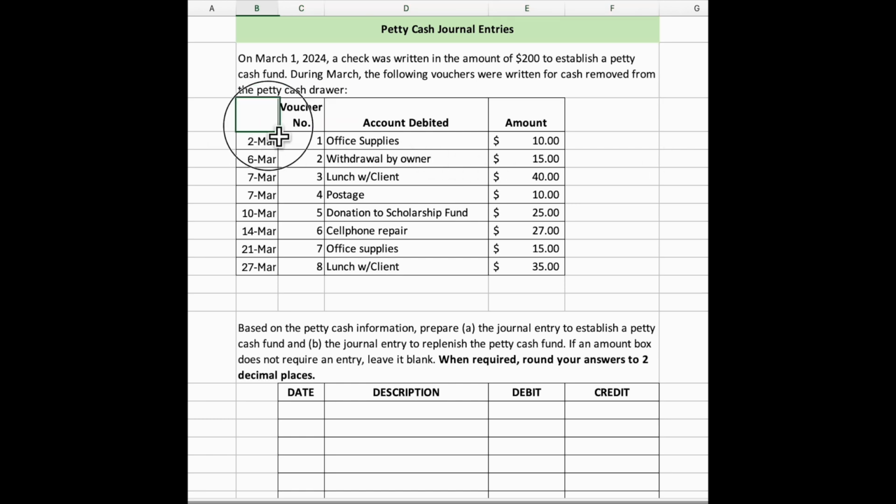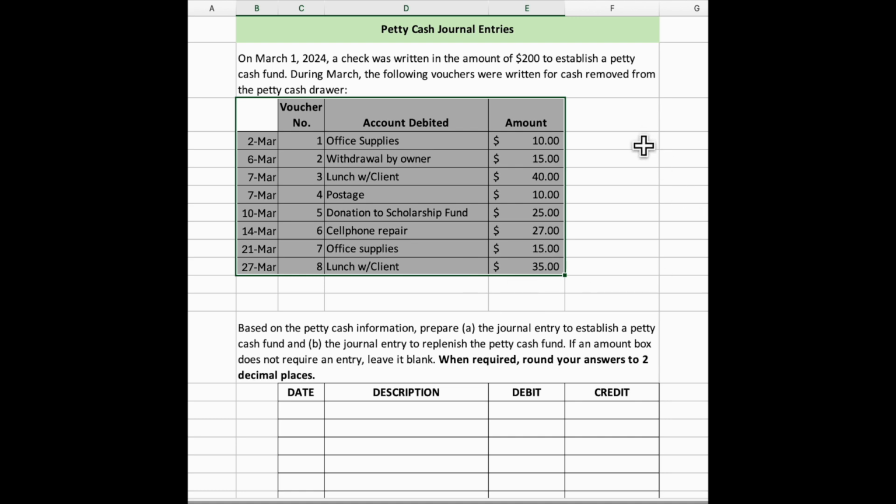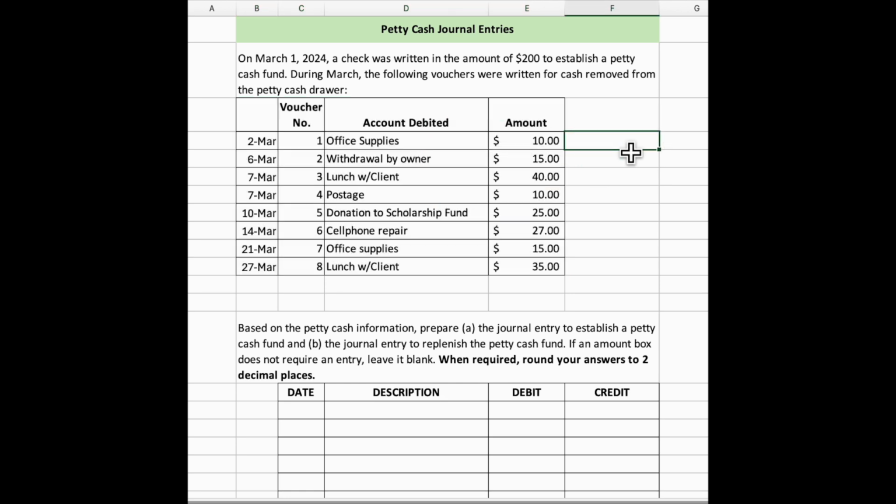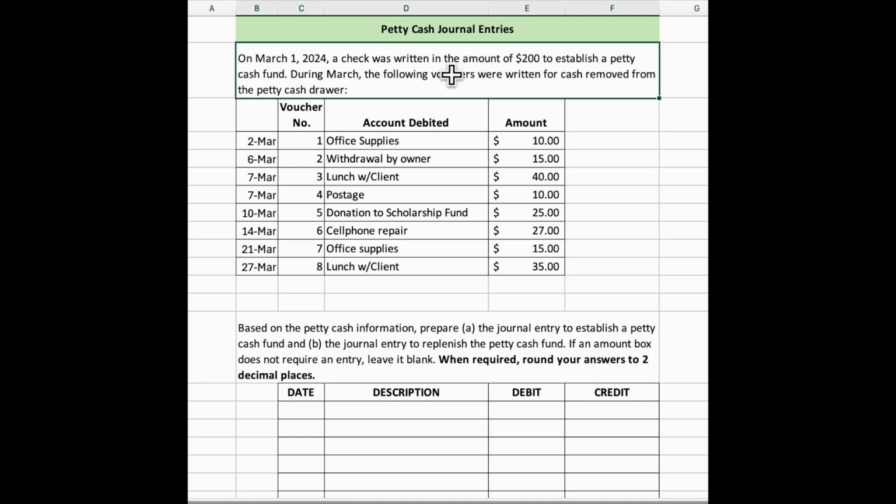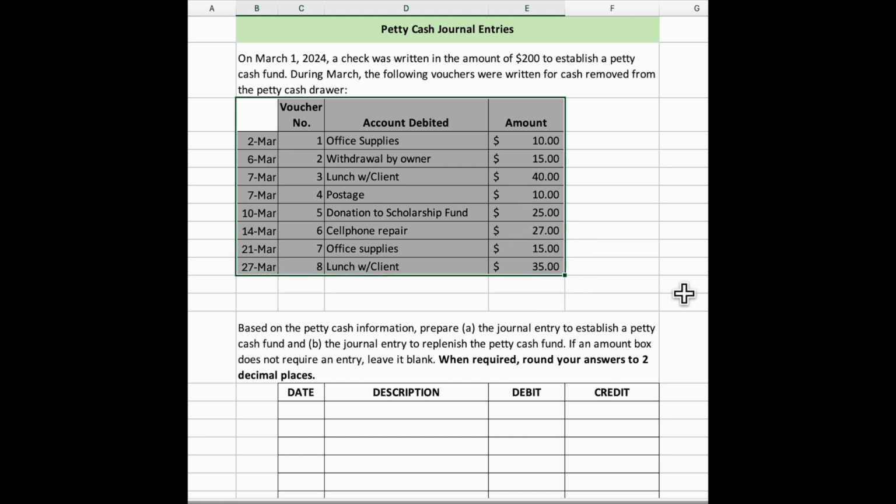So we are going to look at these accounts, see what was debited, and make some entries in our journal for them. So here's what the instructions for the assignment are. Based on the petty cash information, you're going to A, prepare a journal entry to establish the petty cash fund. That comes from the instruction you were given here. And then for B, the journal entry to replenish the petty cash fund, and that is based on the information here in the vouchers.